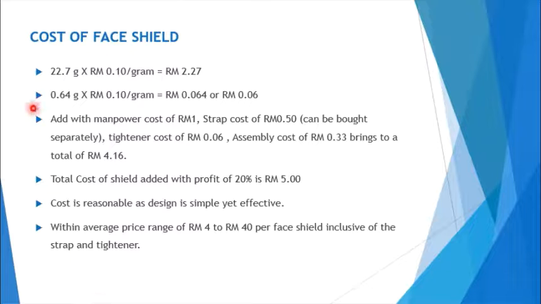For the cost of the face shield, based on the estimated mass, I set it to around 2 ringgit and 27 cents, and for the tightener, I set it to around 6 cents. Added with the manpower cost of 1 ringgit, the strap cost of 50 cents, which can actually be bought separately, and the assembly cost of 33 cents, it brings to a total of 4 ringgit and 16 cents. However, the total cost of the shield, added with the profit of 20%, is 5 ringgit.